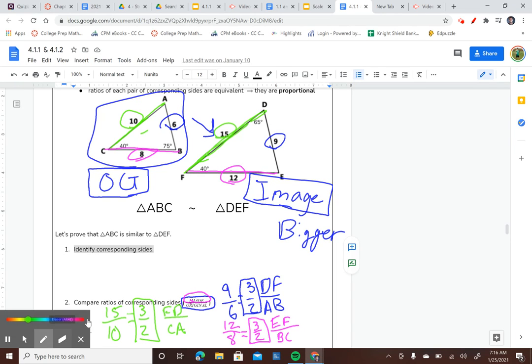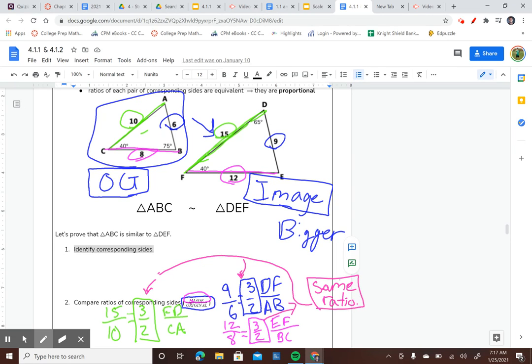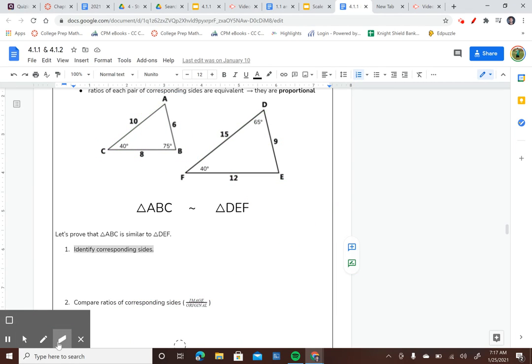Wow, would you look at that? We got 3 over 2 here, we got 3 over 2 here, and we have 3 over 2 here. So therefore, they are all the same ratio, equal ratios. We can tell that the ratios are the same, they're equivalent, they're all 3 over 2, and the sides correspond with each other. They are proportional to each other. That's the key.